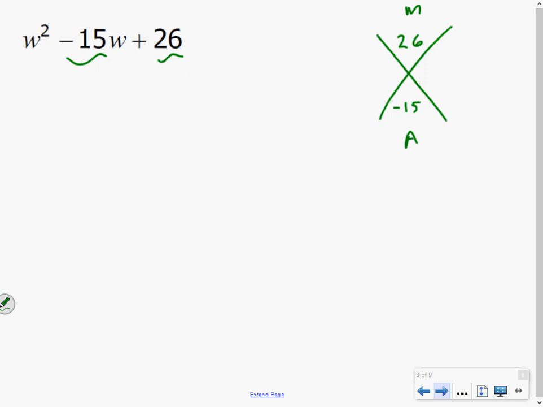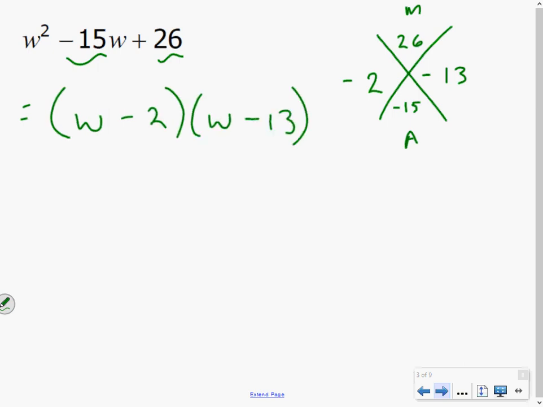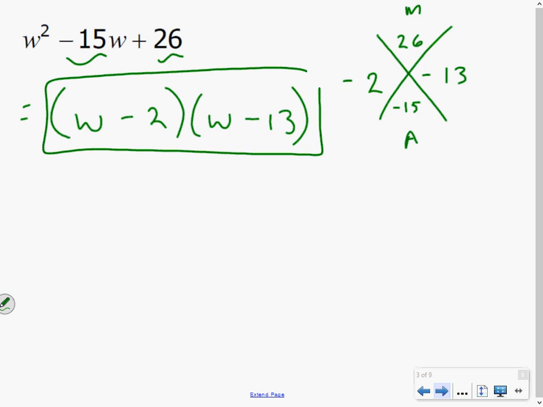Okay, so we need to think. It multiplies to make a positive, adds together to make a negative. That means both of our numbers must be negatives. Okay, and those 2 numbers are going to be negative 2 and negative 13. They multiply to make positive 26, add to make negative 15. So now I can simply factor this into w minus 2 times w minus 13. So that's probably the type that you remember the most from Algebra 1. That's the kind that you saw the most often.